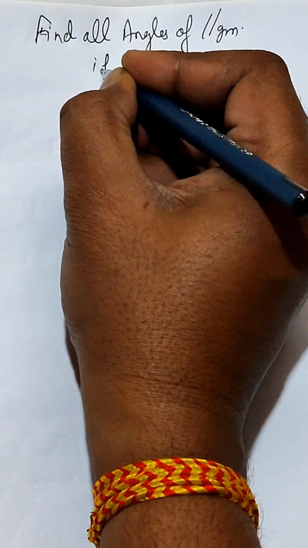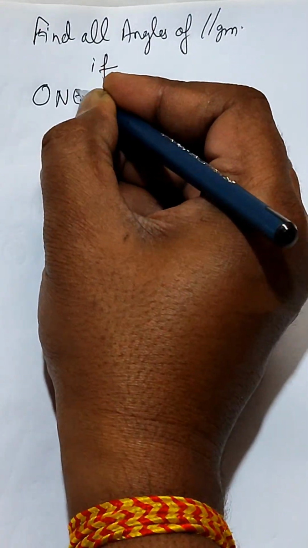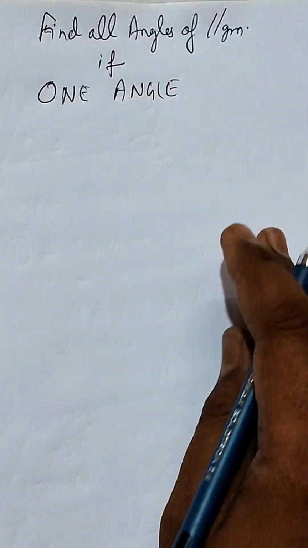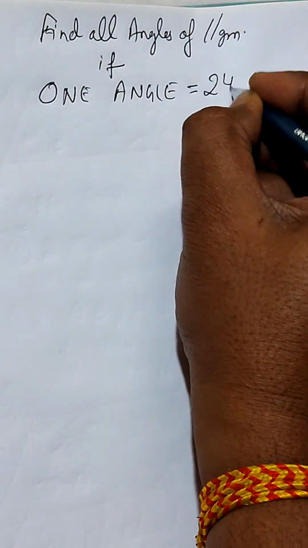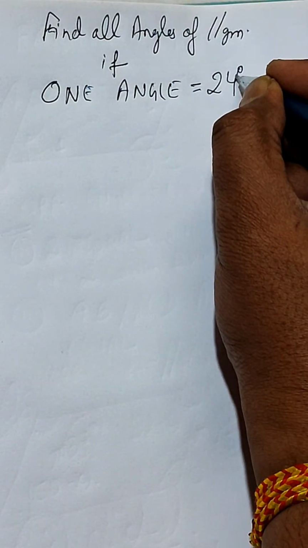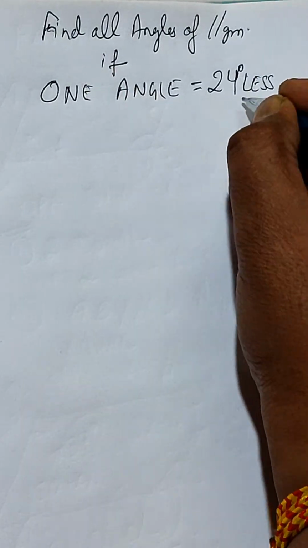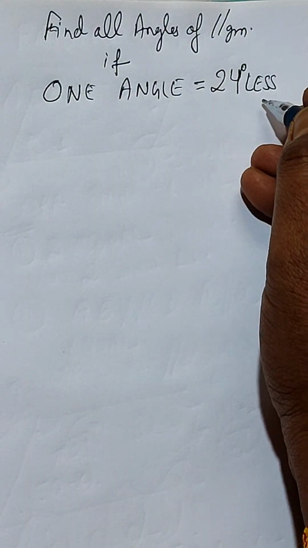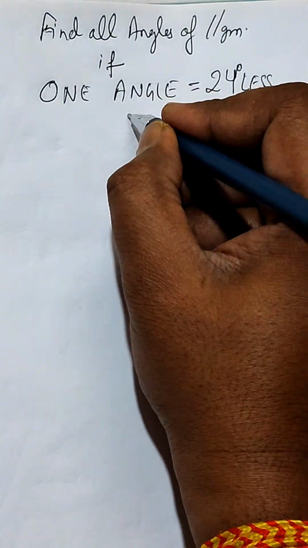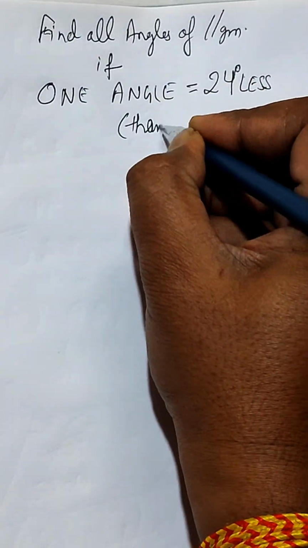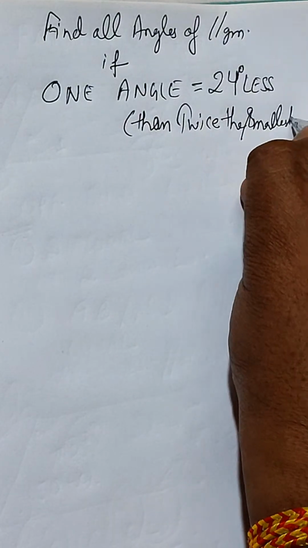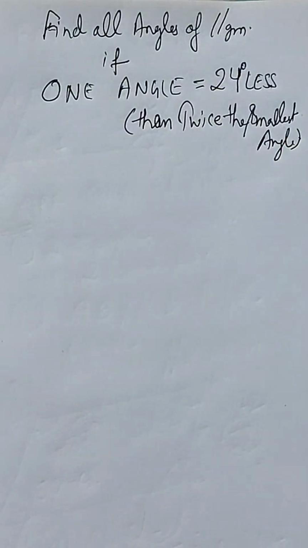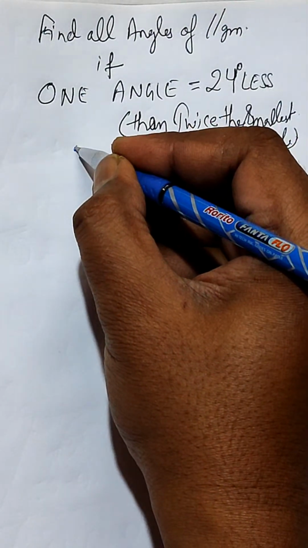Find all angles of a parallelogram if the condition given is that one of the angles of that parallelogram is 24 degrees less than twice the smallest angle, right? So if this is the parallelogram, let us draw it.